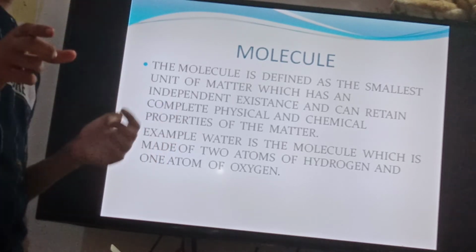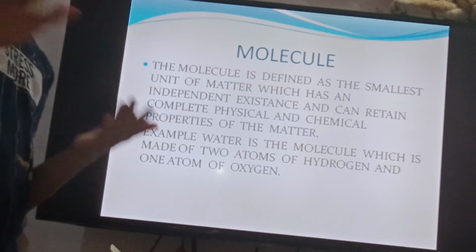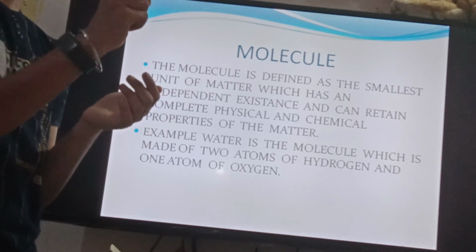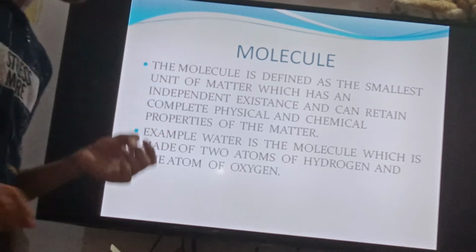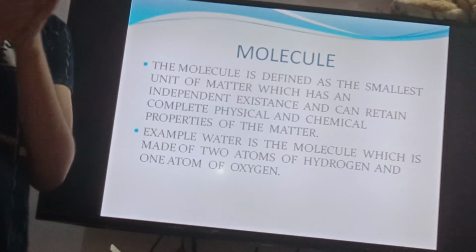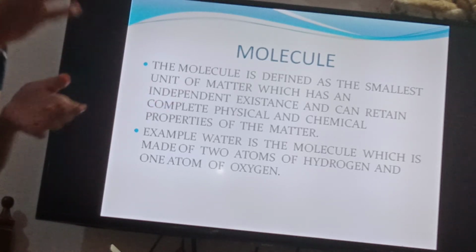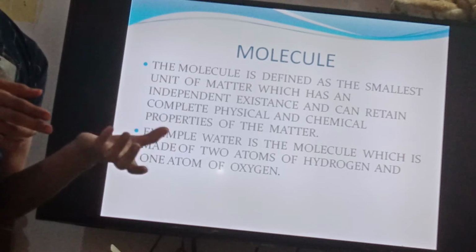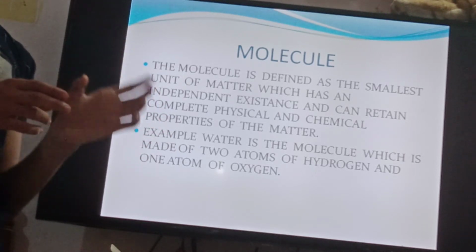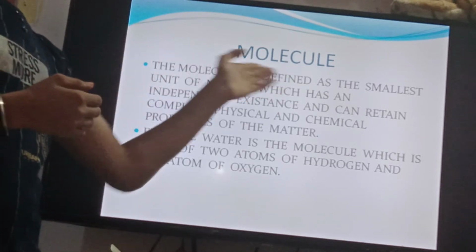Like lead is an element, carbon is an element, wood is an element. Okay, these three are elements, and the smallest unit of lead is an atom. But if we combine this wood, lead and carbon together, it will make a pencil. Okay, and the pencil is a compound, or you can say pencil is a molecule, and a molecule is the smallest unit of matter.